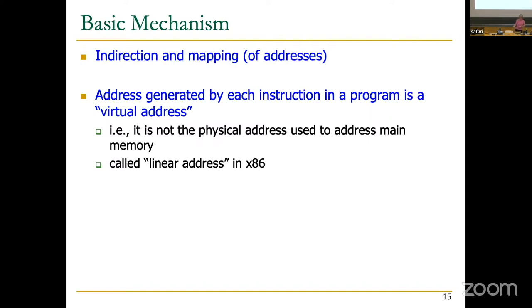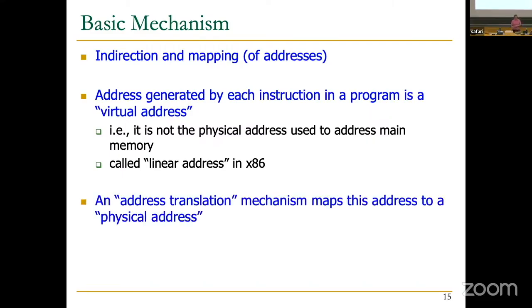This is also called a linear address in x86. x86 has interesting terms. This is where I don't think they did a good job in terminology, let's say. And then there's an address translation mechanism that maps this address to a physical address. And we're going to talk about that address translation mechanism. That physical address is called real address in x86, which is not bad, actually, in terms of terminology, let's say.